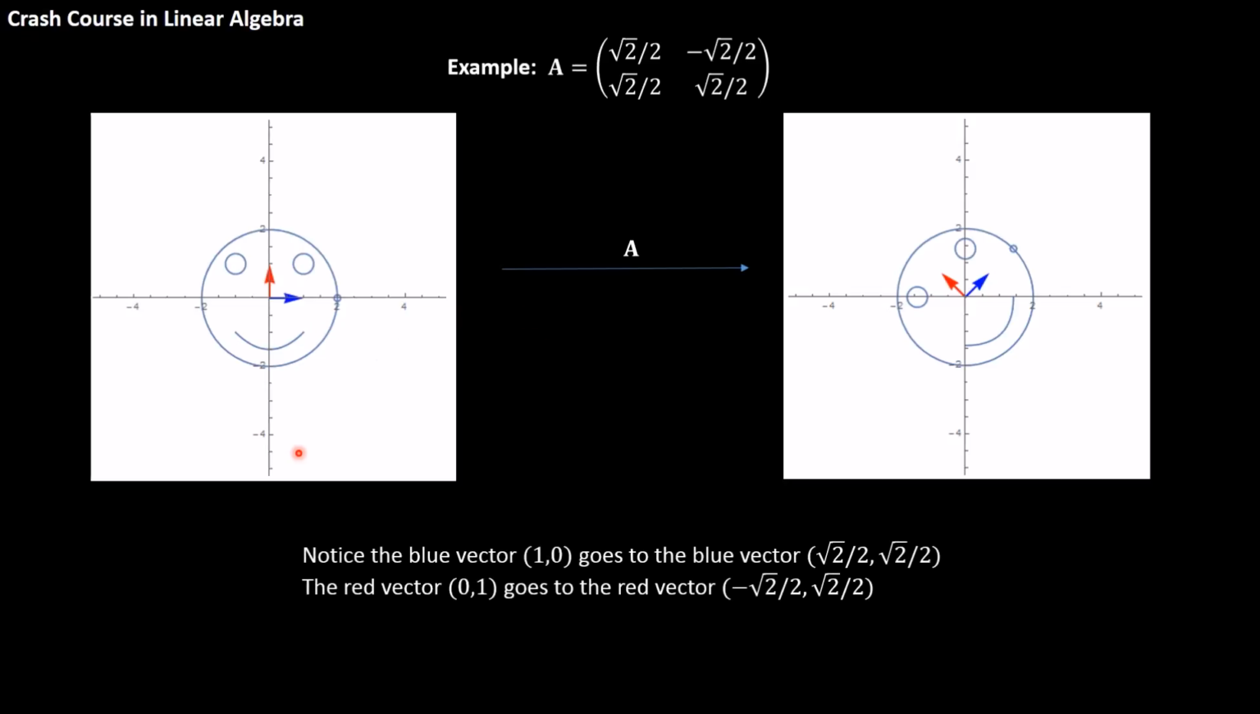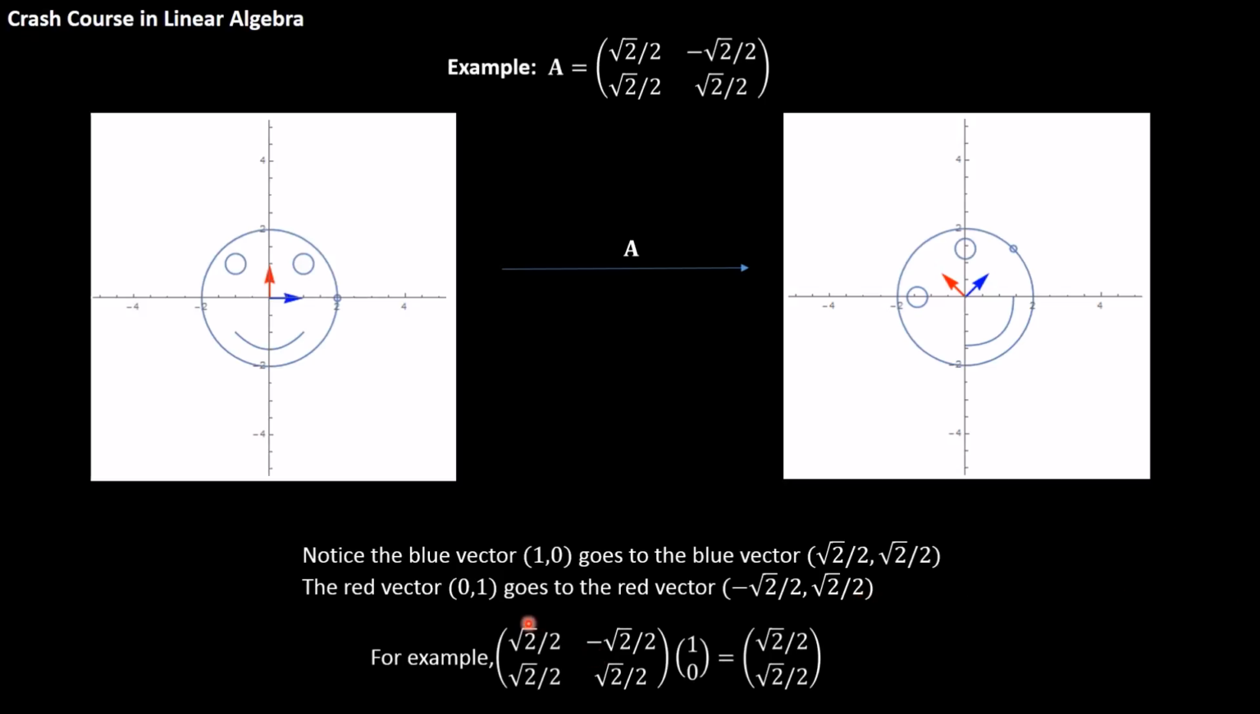So let's look at the blue vector. The blue vector is (1, 0), and it goes to the blue vector over here, (root 2 over 2, root 2 over 2). Whereas the red vector, (0, 1), goes to the red vector, (minus root 2 over 2, root 2 over 2).